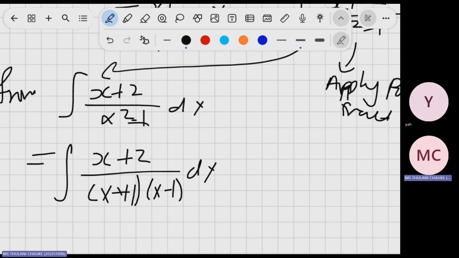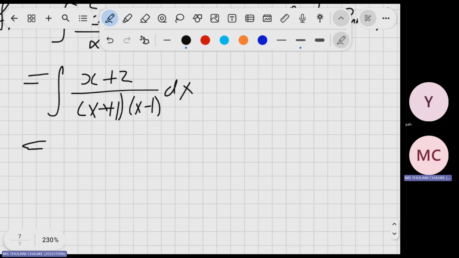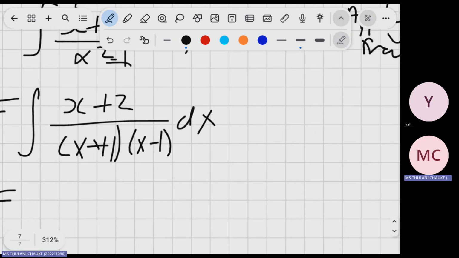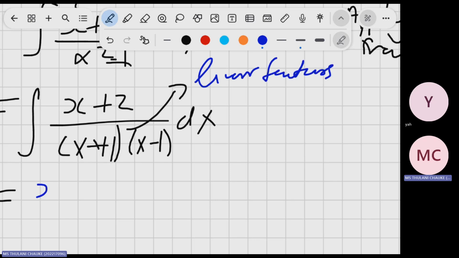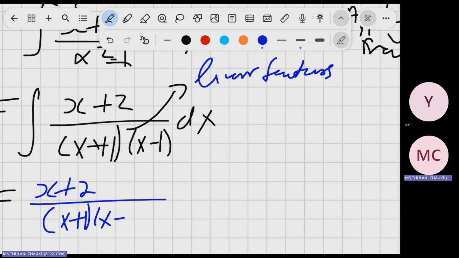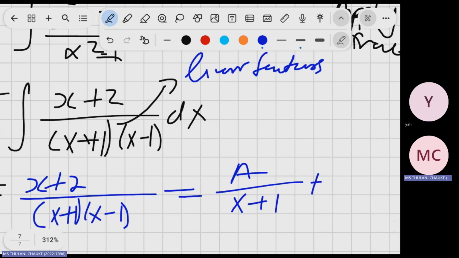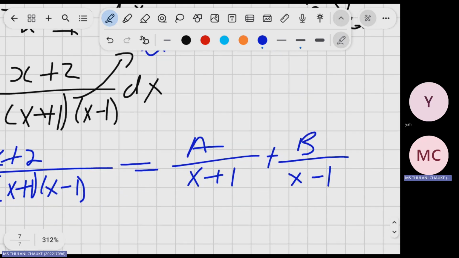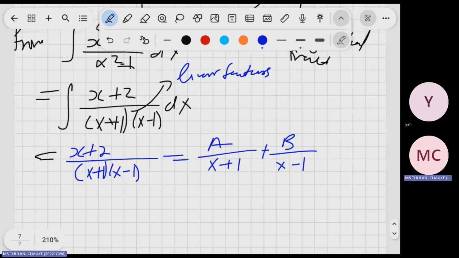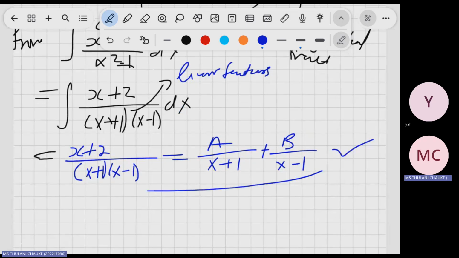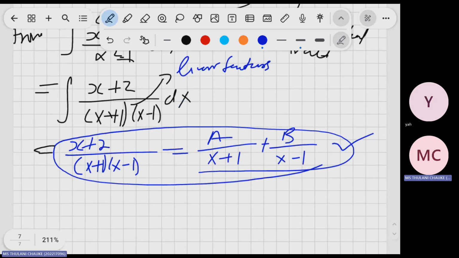And then we know if we are using partial fraction, these are linear factors, so we can separate: x plus 2 over x plus 1, x minus 1 is equal to A over x plus 1 plus B over x minus 1. Do you guys know that these things are equal mathematically?